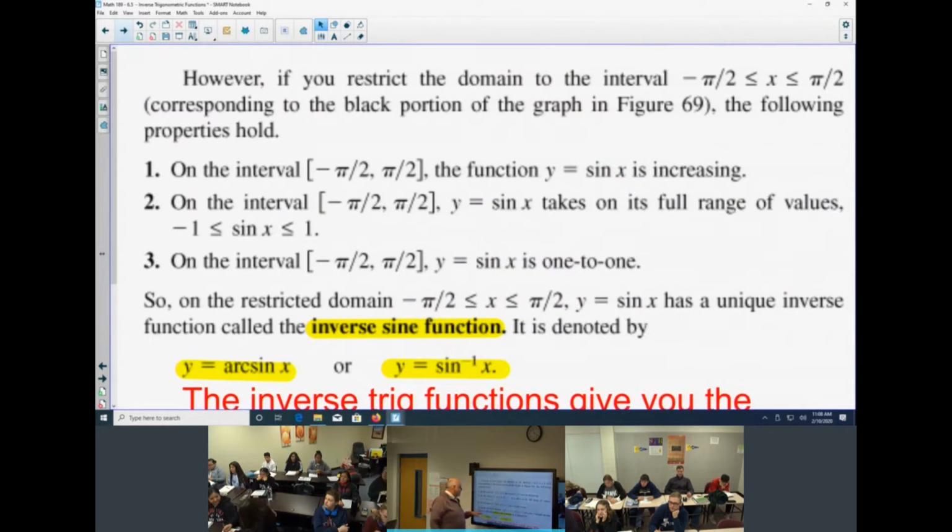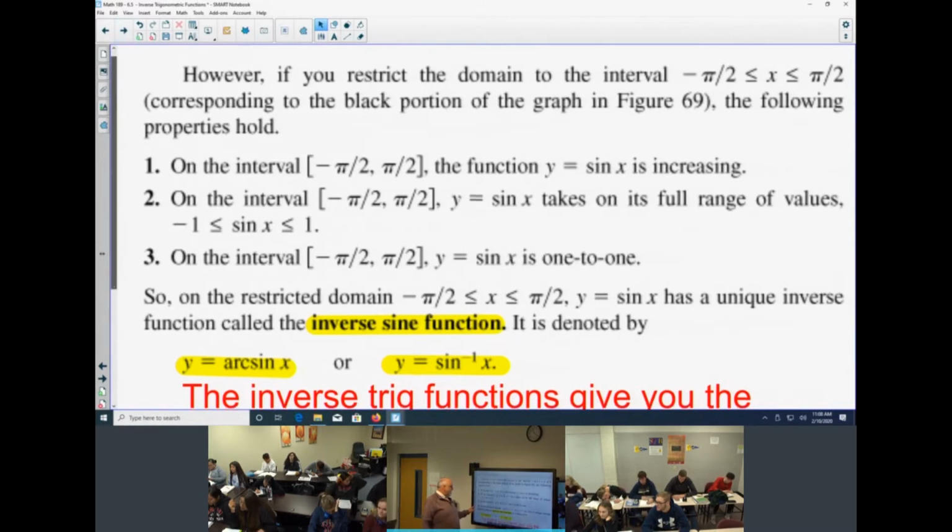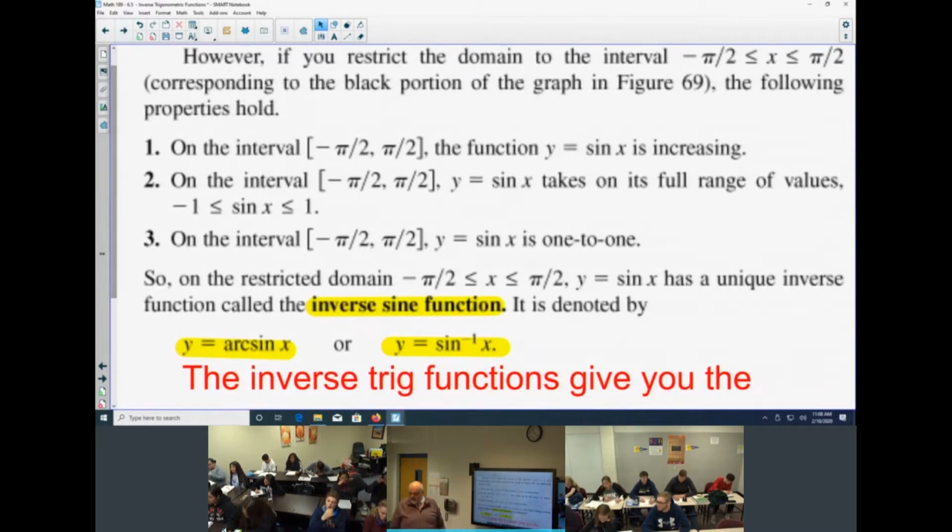All right. So here's the beginning of the notes here. All right, so there's two ways that you can write the inverse sine. You can write it as arc sine x or sine and then the little -1, which we say the inverse sine. So either way is perfectly fine, okay? And they give you the angle.